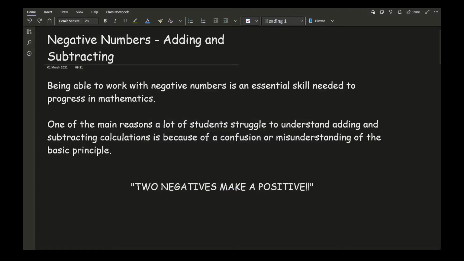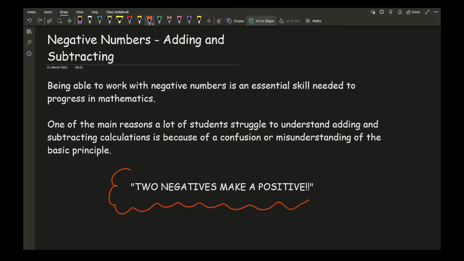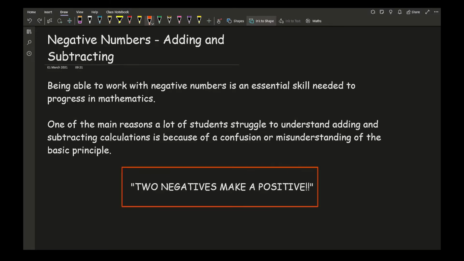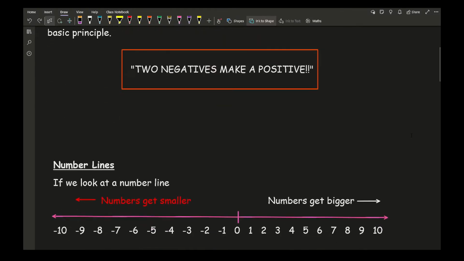Being able to work with negative numbers is an essential skill needed to progress in mathematics. One of the main reasons why a lot of students struggle with adding and subtracting calculations involving negative numbers is confusion and misunderstanding of its basic principle. Usually what gets advertised when dealing with positives and negatives is that two negatives make a positive. Although this is true in some cases, it can be misinterpreted and made confusing when working with a combination of multiplying, dividing, adding and subtracting, which is hopefully what this video will help to answer.